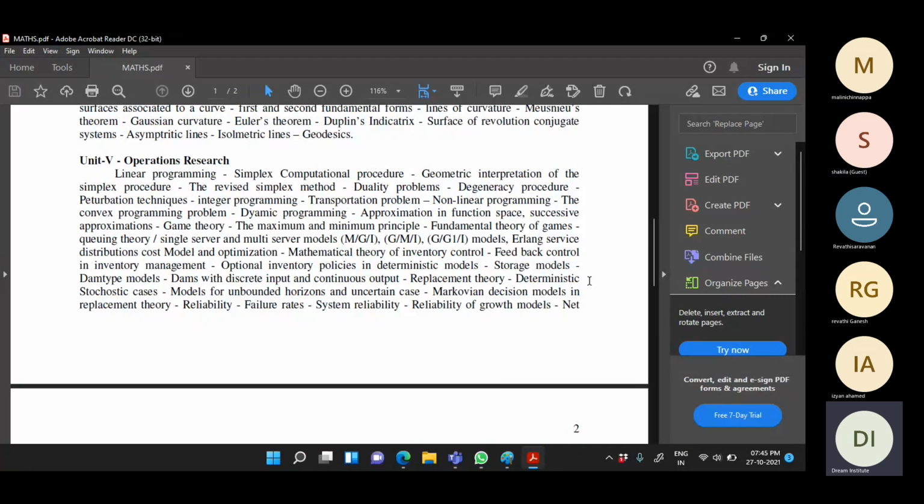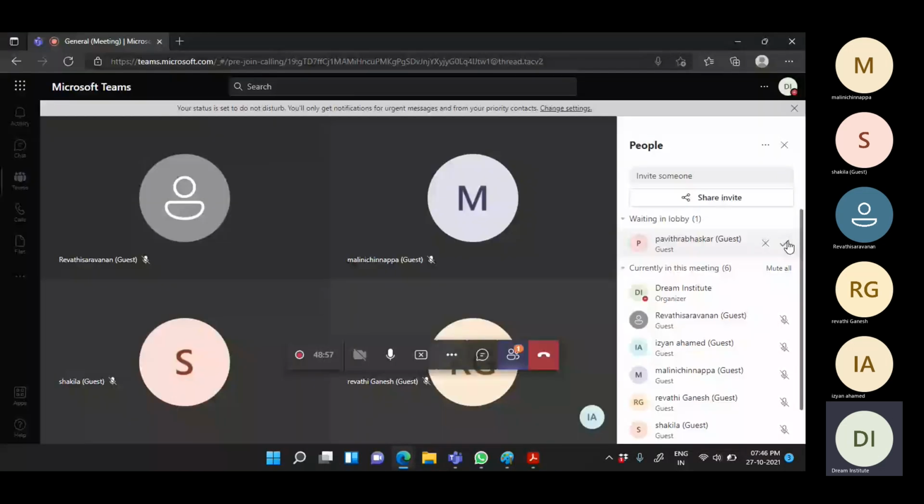Look at the operation research syllabus. So the syllabus in operation research: first step linear programming, then simplex computational procedure. They are giving only the simplex computational procedure, not complete simplex method questions, because each and every question has a big calculation. So definitely they are not asking a question from the simplex method itself, but they will ask the simplex method procedures. They are asking simplex method procedures.